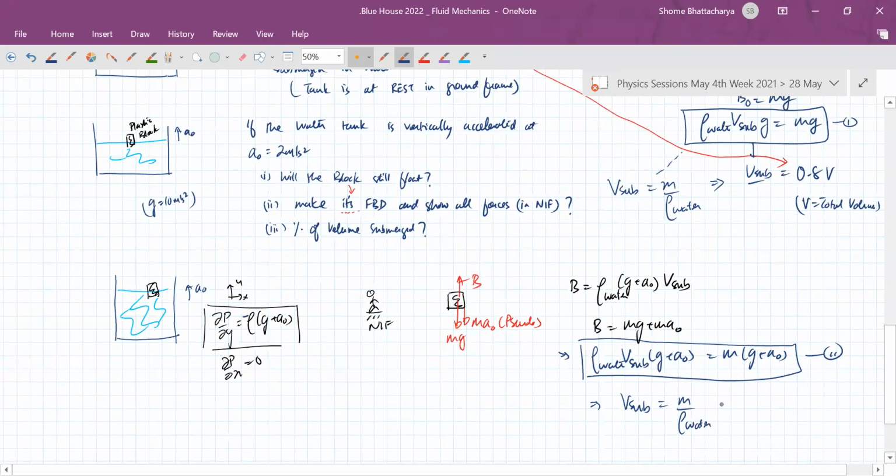So from equation 1, see that that is 80% of total volume. So yes, the block will still float. I have made the FBD and shown all the forces and what percentage of volume will be submerged, 80%.